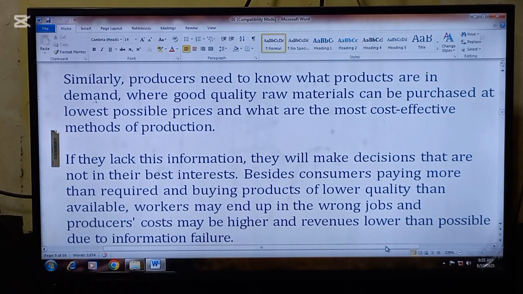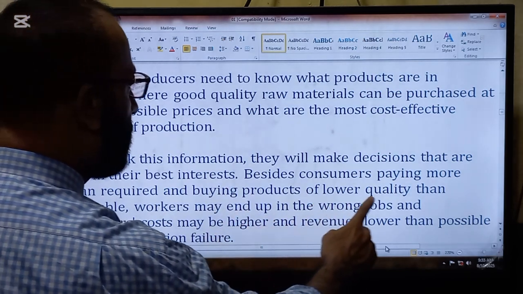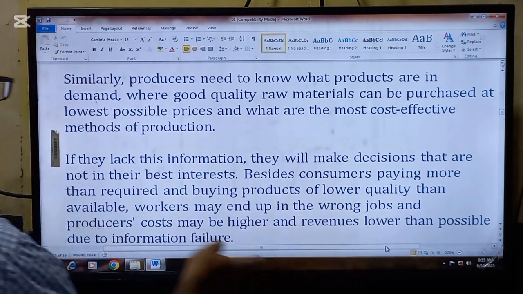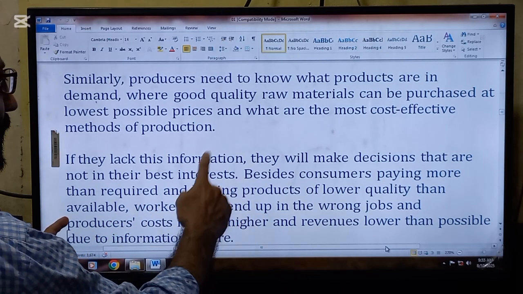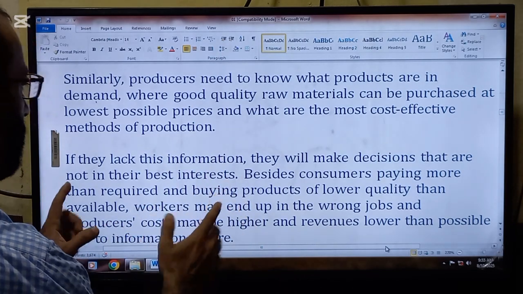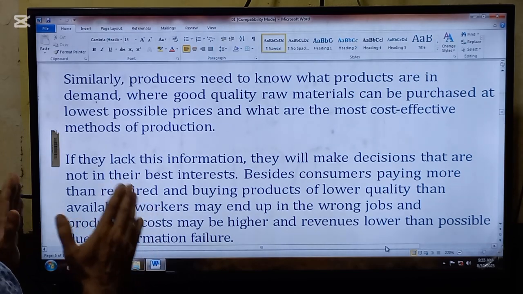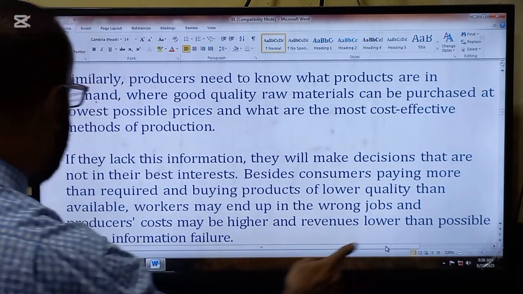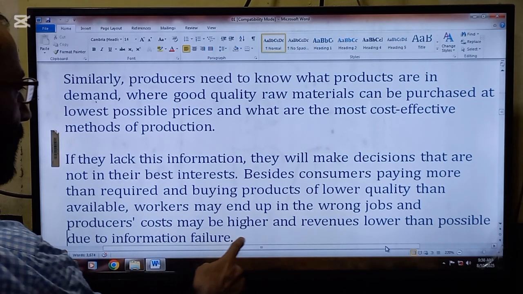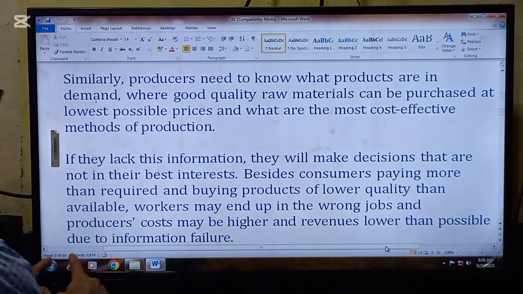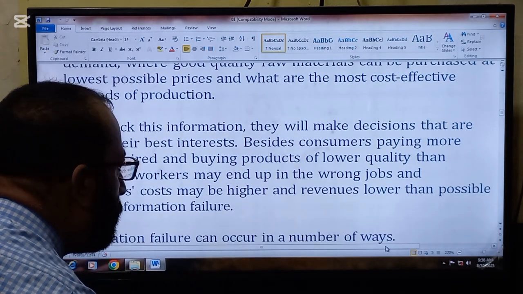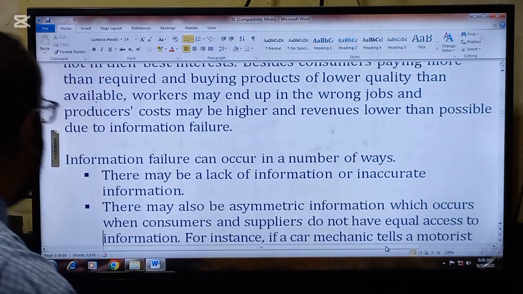If they lack this information, they will make decisions that are not in their best interest, besides consumers paying more than required and buying products of lower quality than available. So this is the drawback, the disadvantage for the consumers of the information failure. Workers may end up in the wrong jobs, and producers' costs may be higher and revenues lower than possible due to information failure. So these are the disadvantages for the producers and the workers of the information failure.